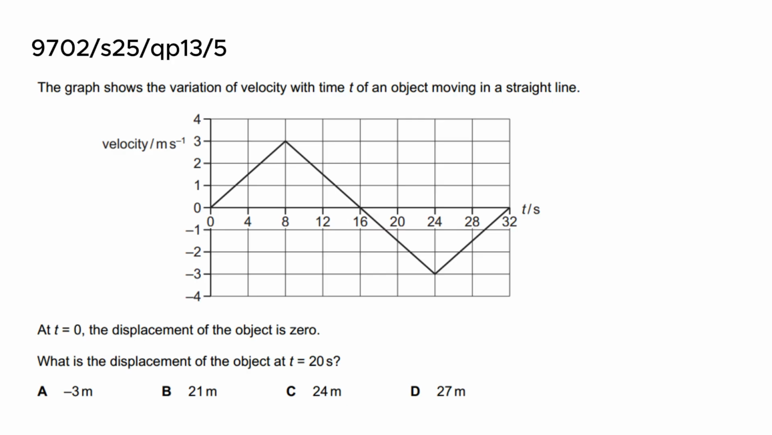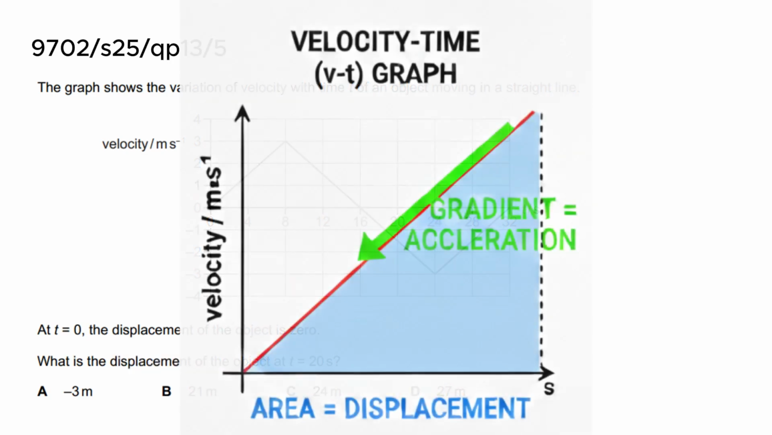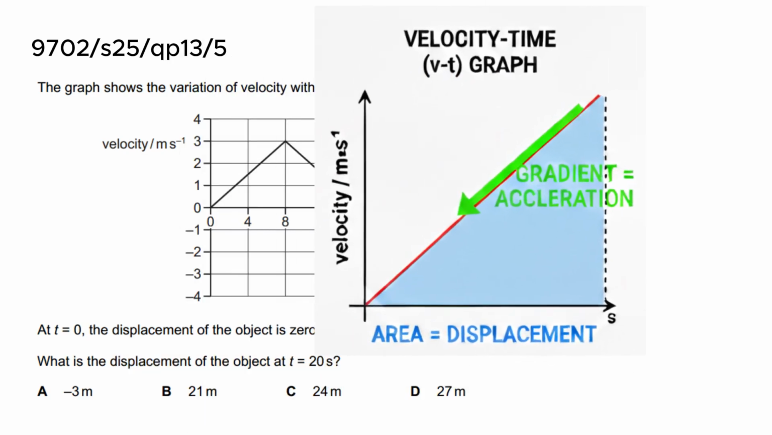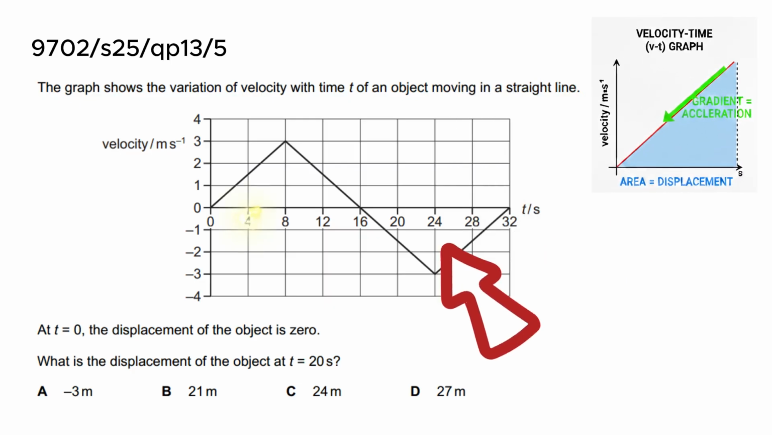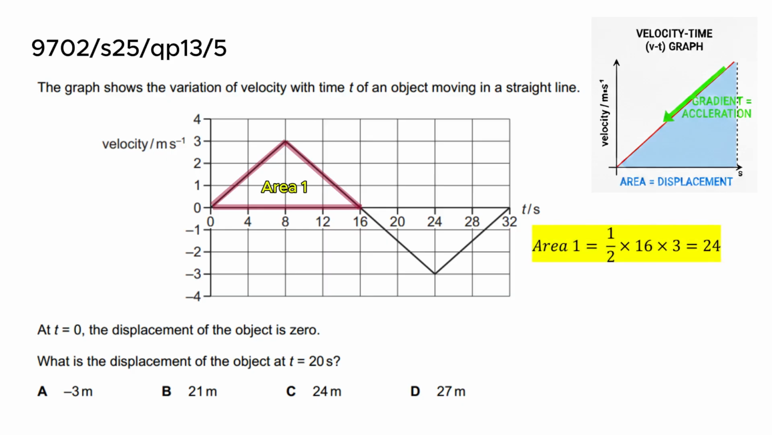In this question, we need the displacement at t equals 20. Remember tool number 3. Displacement is the area under the velocity-time graph. But there's a catch. Part of this area is below the axis. From t equals 0 to t equals 16 seconds, the object is moving in the positive direction. This is one large triangle. Area of this large triangle is 1 over 2 times the base, 16, times the height, 3, which is 24.